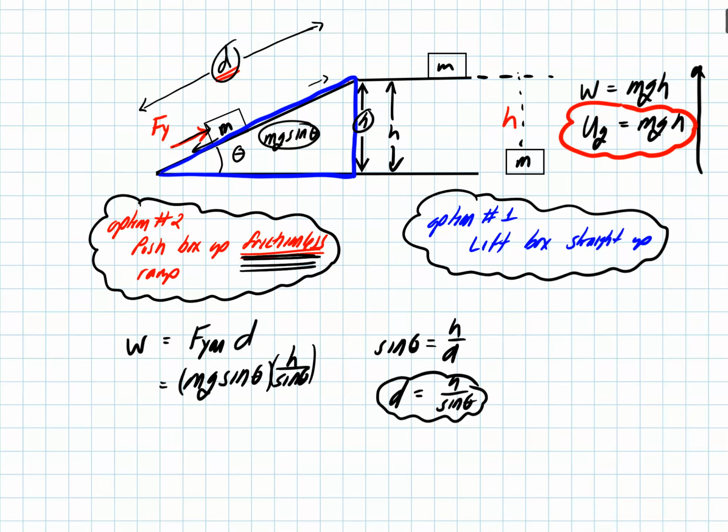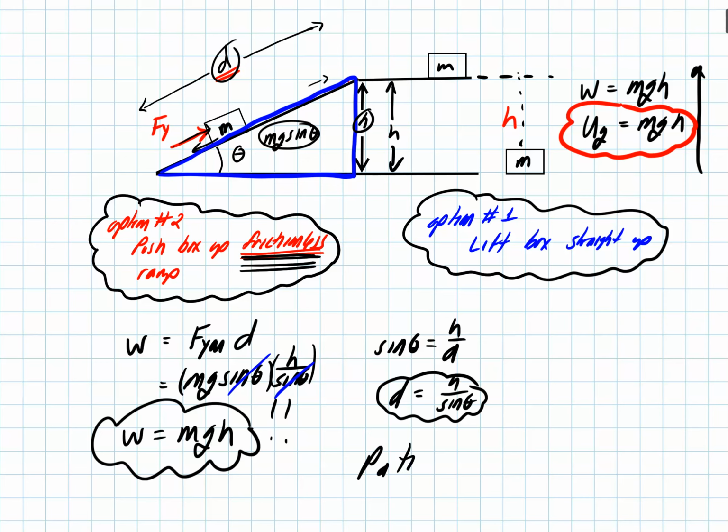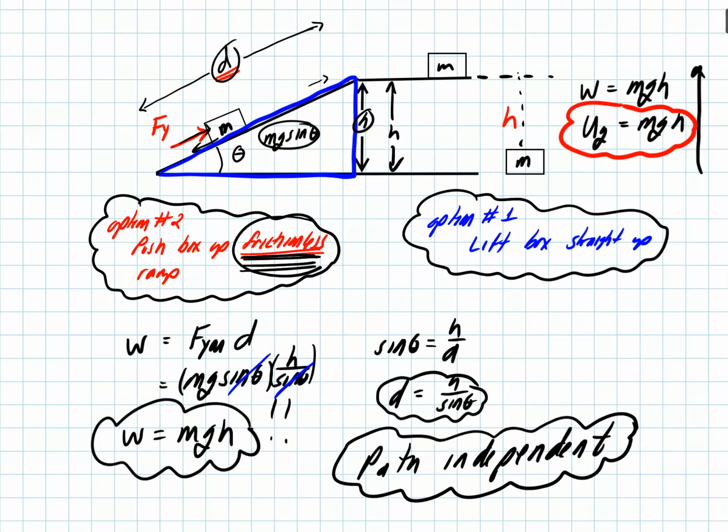I'm getting one because the sine theta on top cancels out with the sine theta on the bottom, and what are you left with? The work is still going to be mgh. And that's kind of amazing and interesting because it tells you that the work you do against gravity is path independent. That's the term we use in physics. It doesn't matter which way you go as long as you don't have to worry about friction. We'll look at an example on the next page.